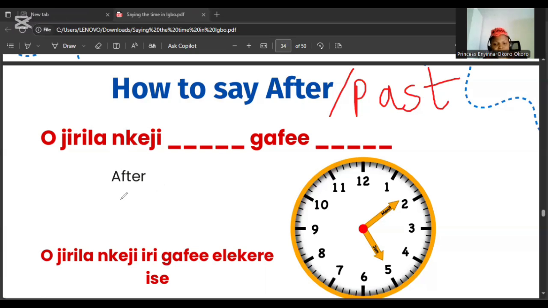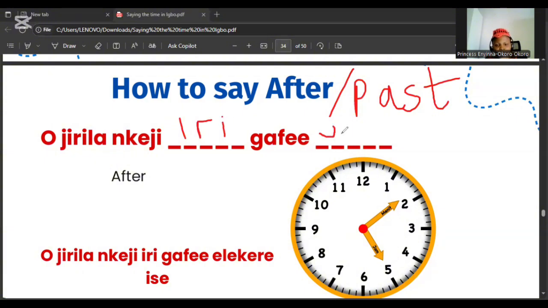So in this case, looking at this clock right on your screen, we see the hour hand is right on 5, akawa, and we see the minute hand on 2, akankeji. The akankeji is on 2. So if we want to say it's 10 minutes past 5, we will say ojirila nkeji. How many? Nkeji iri.